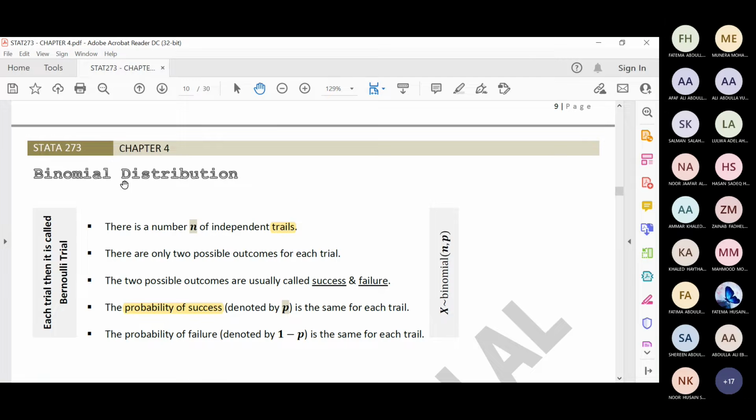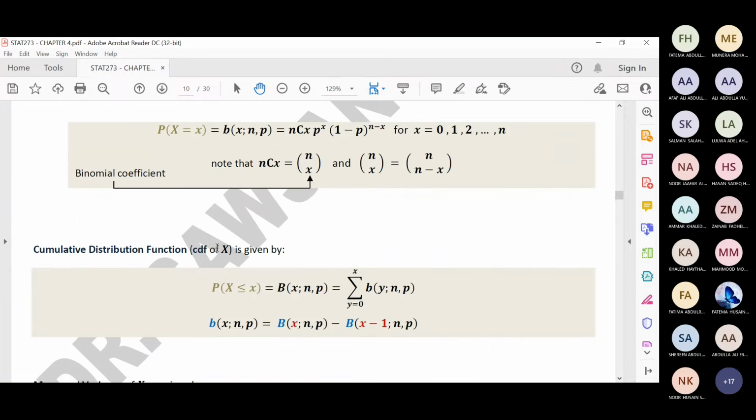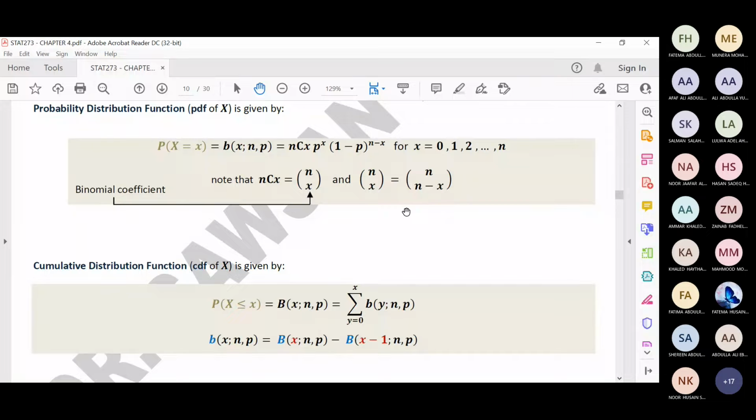If I know the exercise is binomial, then you are able to use these formulas. How to calculate each probability? It is nCx multiplied by P to the power x multiplied by (1 minus P) to the power n minus x, where the values of x go from 0 to n. How to calculate the probability? By the formula we just mentioned. This formula calculates the probability.